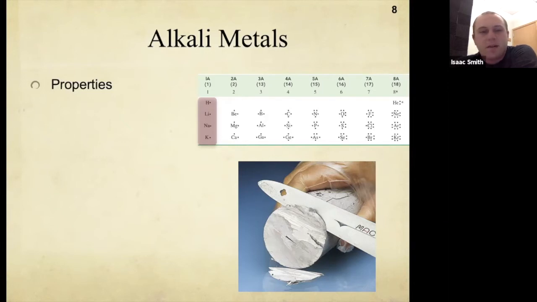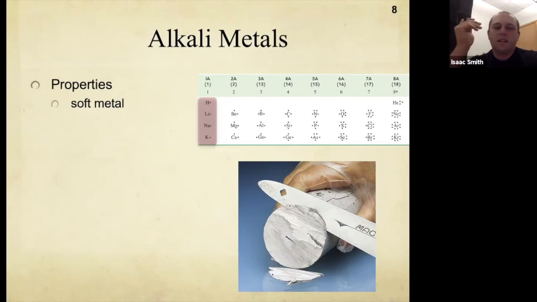But anyway, it's in the first group because it has 1 valence electron. So hydrogen, lithium, sodium, and potassium are all considered alkali metals. They're very soft. You can just cut them with a knife. Generally, we do a demo where we put these metals in water and they react so fast that it basically catches on fire. You could watch some YouTube videos on that if you're interested.